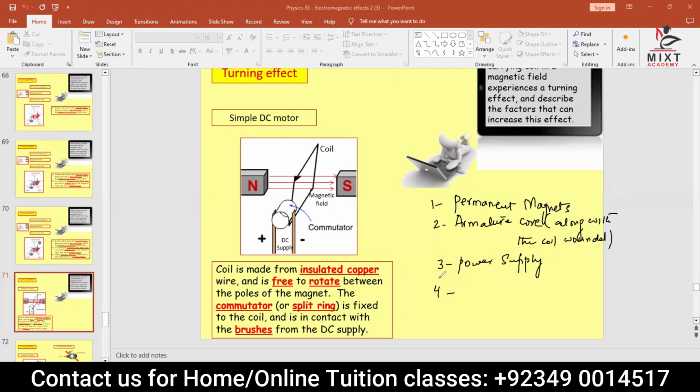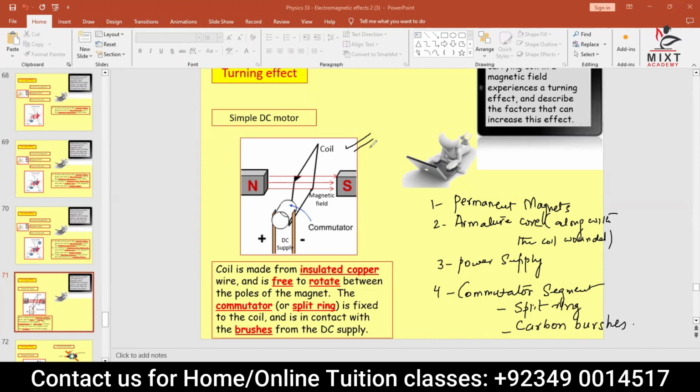The fourth one, commutator segment. In a commutator segment, it will be split ring, and the second one is carbon brushes. Write it down, guys. And I want you to draw that diagram as well. Once you draw the diagram, please let me know.